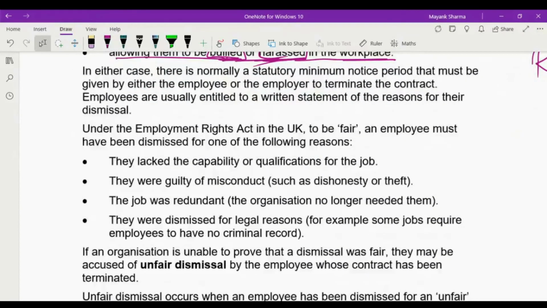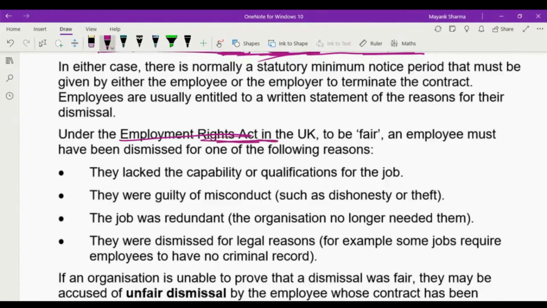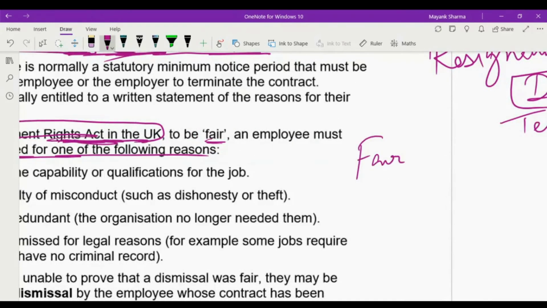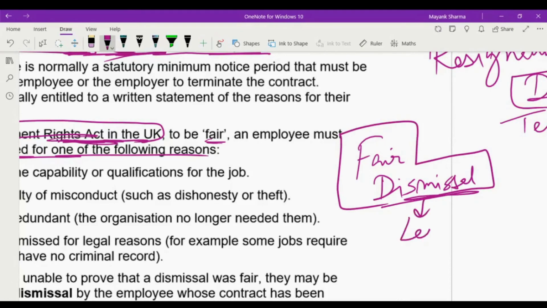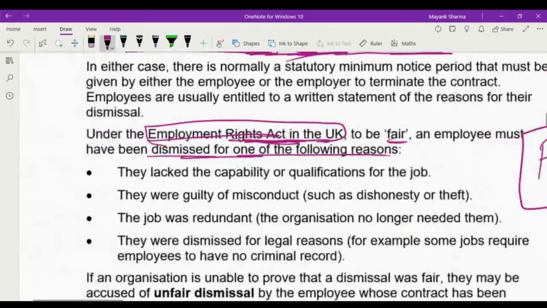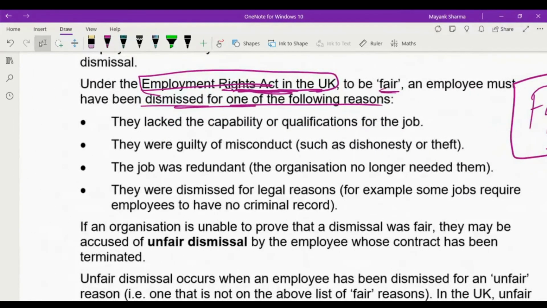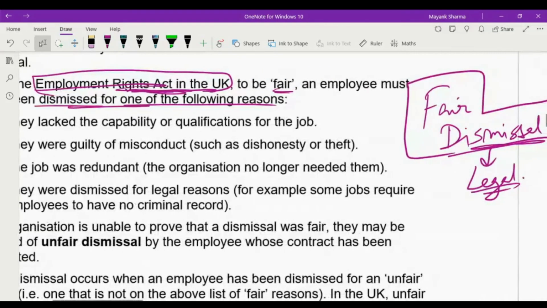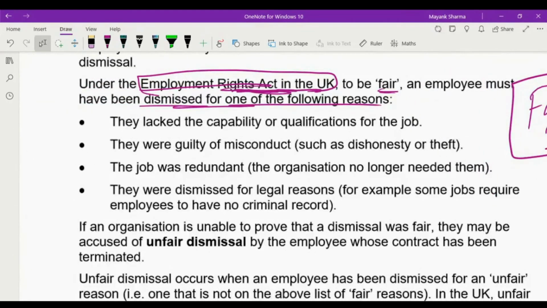So there's one more statement under the Employment Rights Act in the UK. This is a law which protects employees. To be fair, an employee must have been dismissed for one of the following reasons. So what we are talking about here is fair dismissal. Fair dismissal is allowed and it is legal also. So if you as an employer are indulging in fair dismissal of any of your employees, the employees cannot sue you back. In all other cases, I'm referring to unfair dismissal. In case of unfair dismissal, employees can get back to you with a lawsuit, and you can be penalized also.